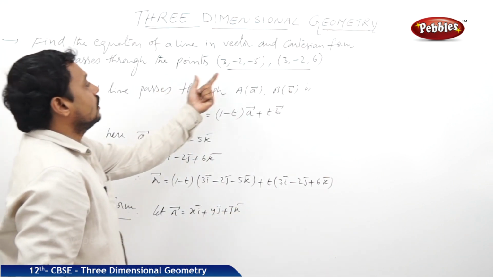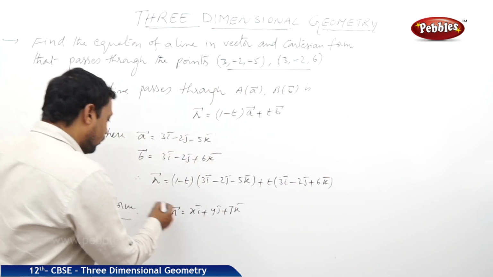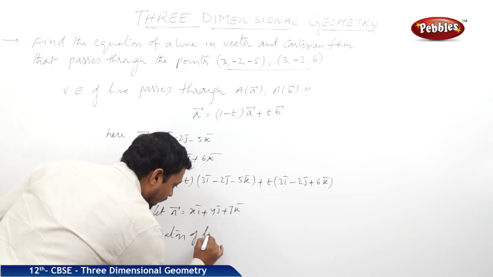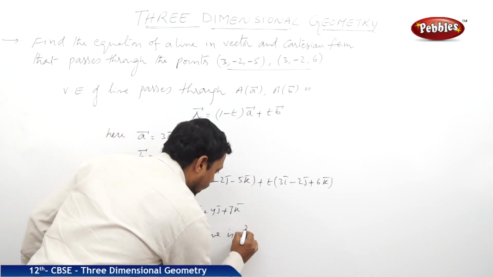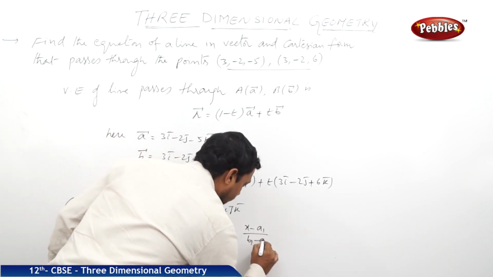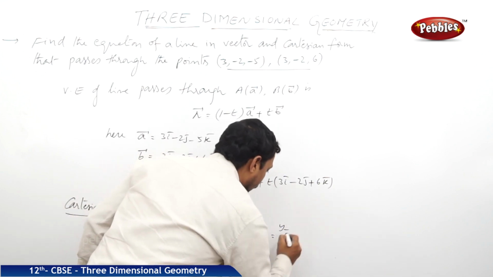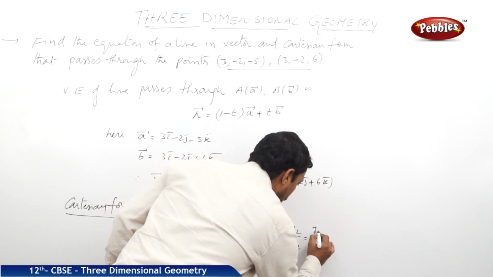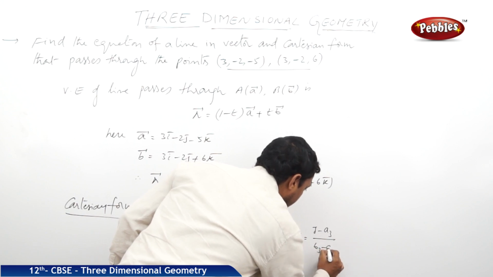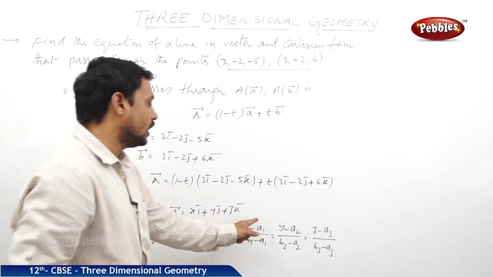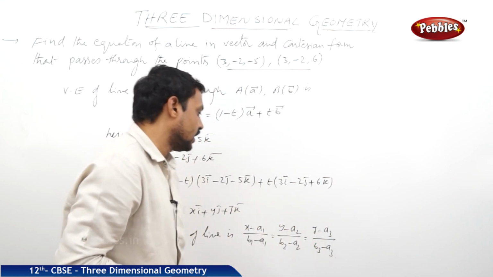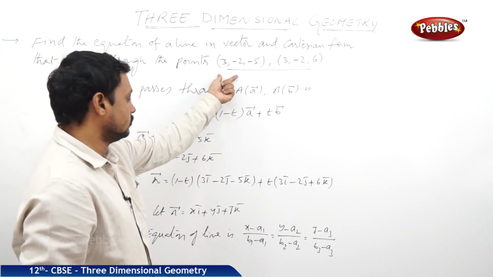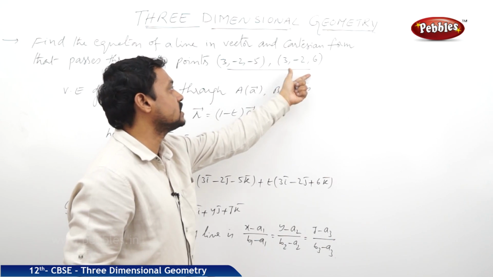Now, in Cartesian form, the equation of a line is x minus a1 by b1 minus a1 is equal to y minus a2 by b2 minus a2 is equal to z minus a3 by b3 minus a3. What are a1, a2, a3, b1, b2, b3? a1, a2, a3 are the coordinates of the first point, and b1, b2, b3 are the coordinates of the second point.